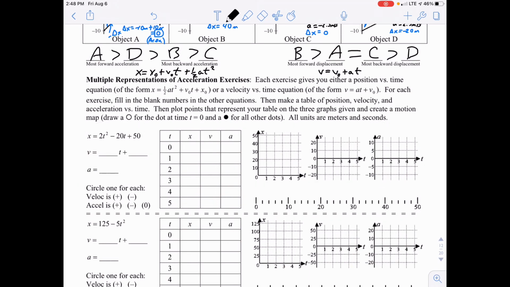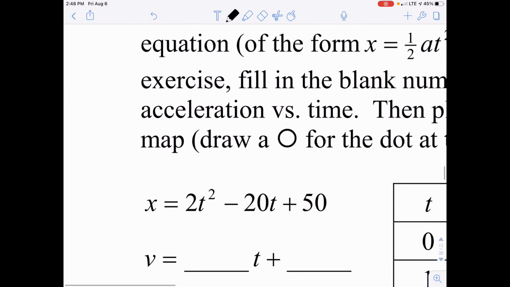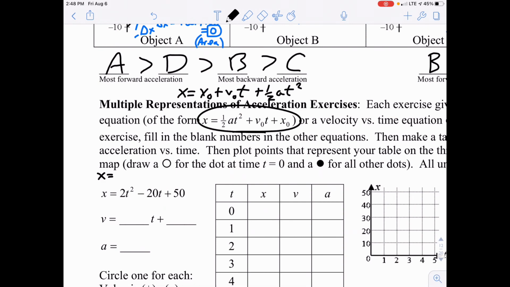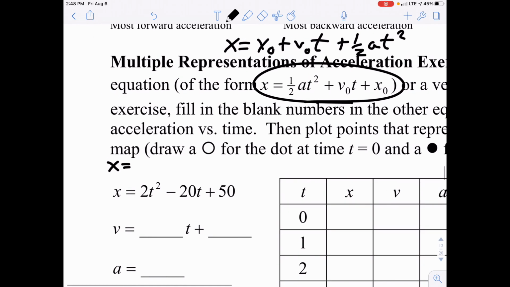This is going to take a while, so please make sure and pause or rewind the video as you need to, okay? Because there's a lot going on here. First things first, I'm going to rewrite the equation right above this. Here's the equation. x equals 1/2 times 4 plus a negative 20 plus 50. Now check out what I did here.